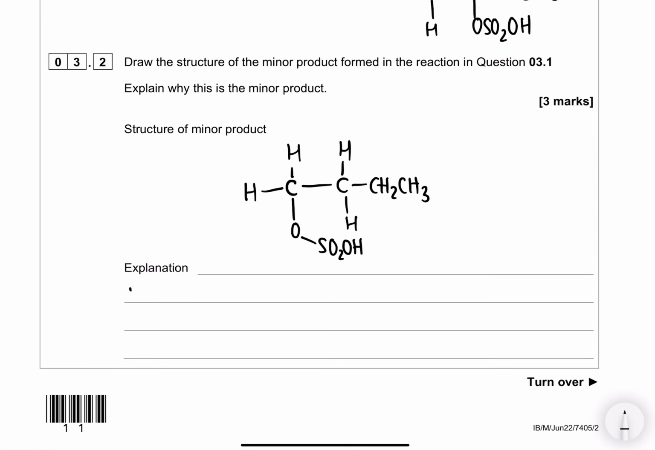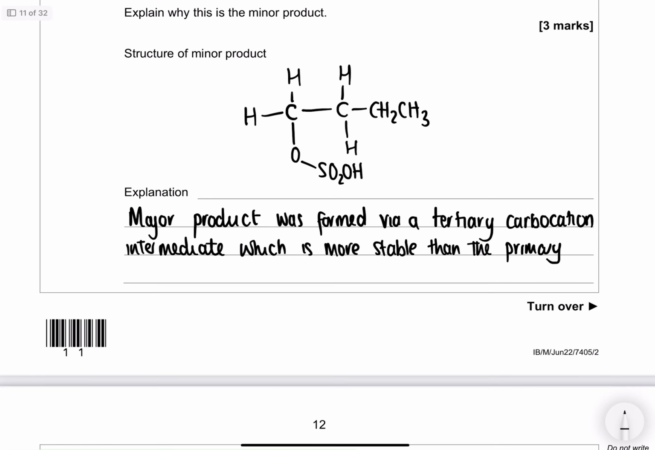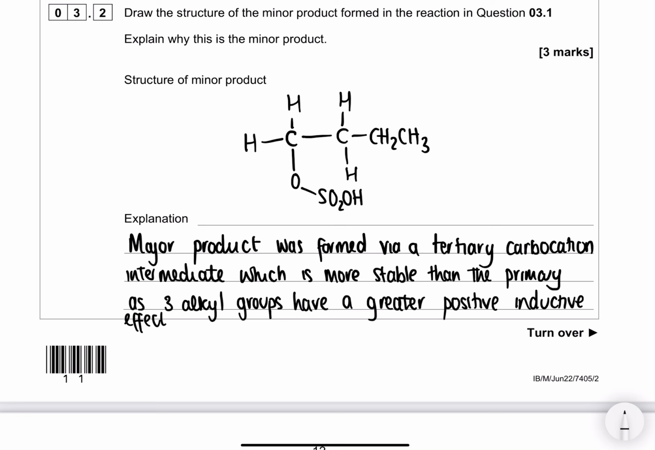Well, our other product, the major product, was formed via a tertiary carbocation intermediate, which is more stable than the primary, as 3 alkyl groups have a greater positive inductive effect than 1.